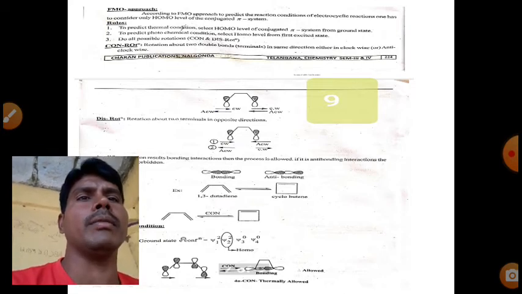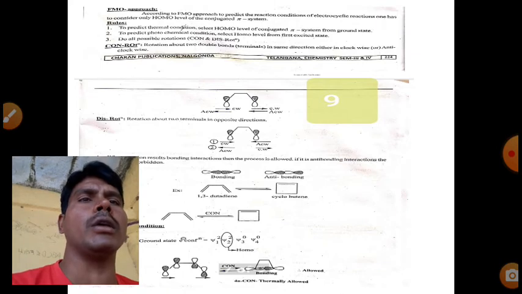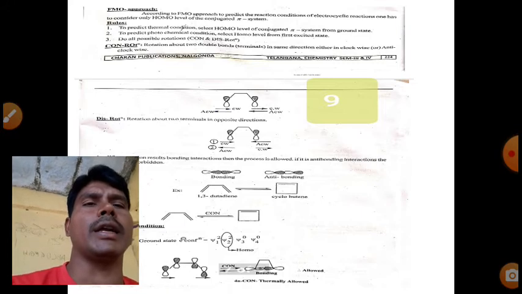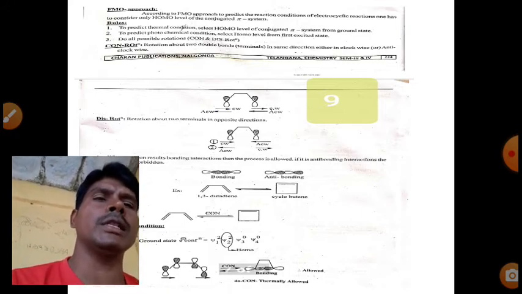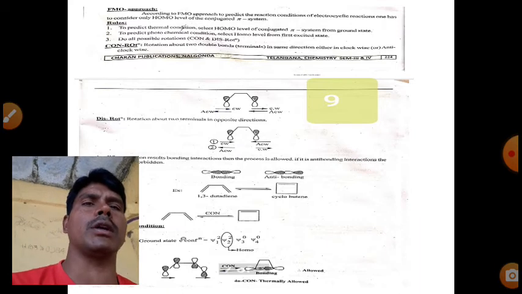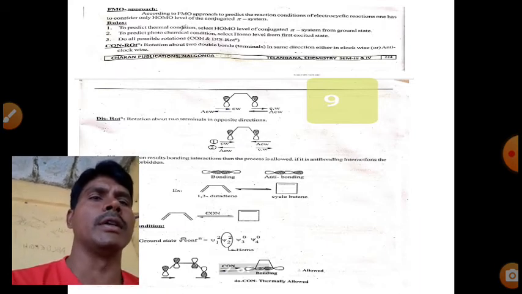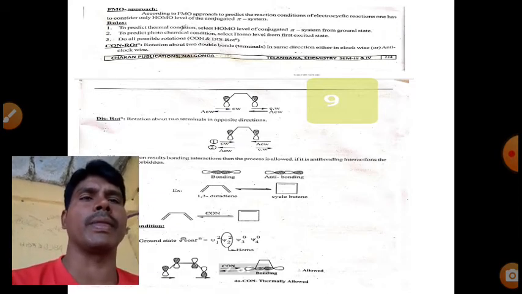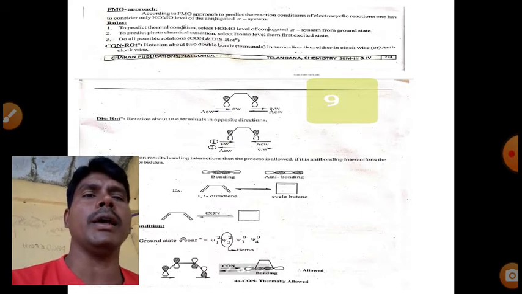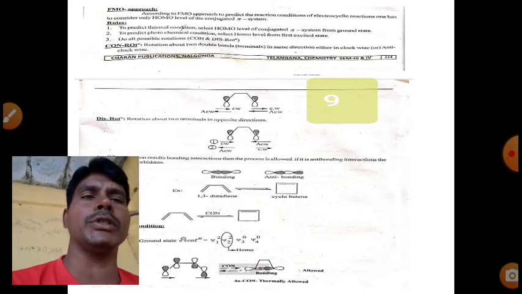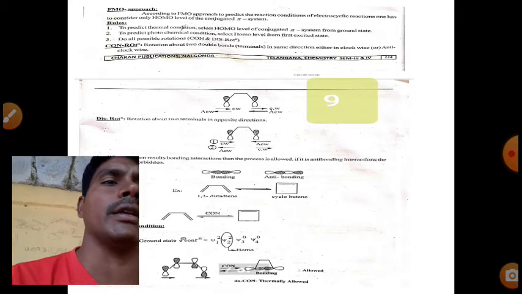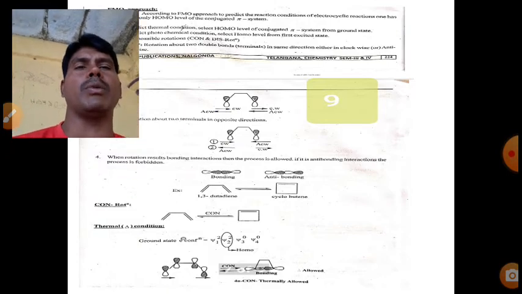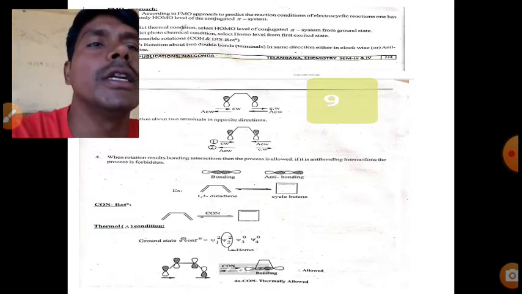So conrotation means rotation around the two double bonds in the same direction, either clockwise or anti-clockwise. Both terminals rotate in the same direction, that is conrotation. Next, rotation about the two terminals in opposite directions, one clockwise and the other anti-clockwise. That opposite direction is called disrotation.